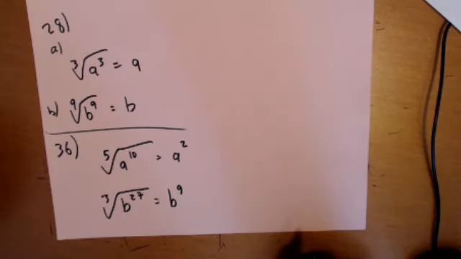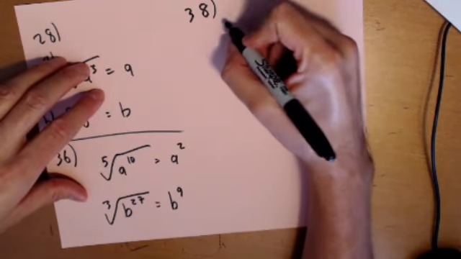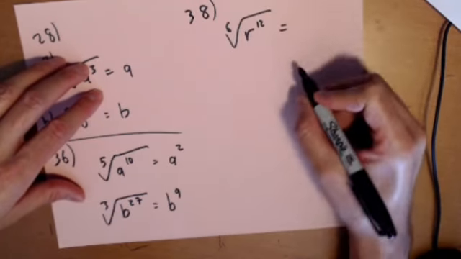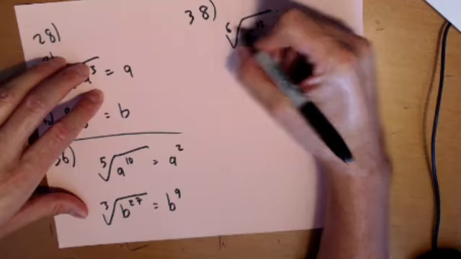Okay. Let's try 38. 6th root of r to the 12th. Okay, so we're taking things out in groups of 6. There's 12. So how many chunks of 6? 2.